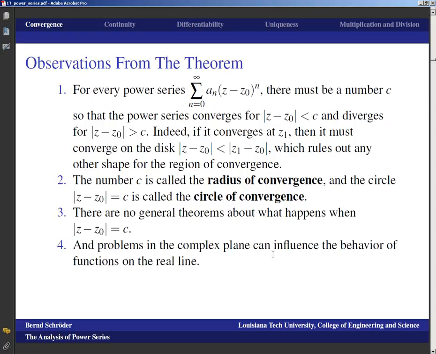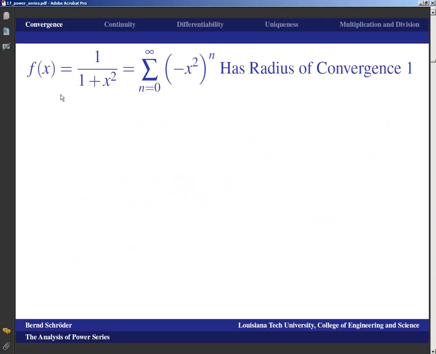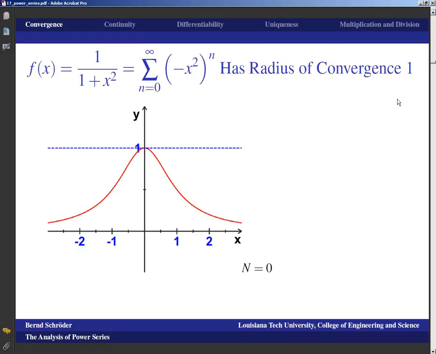And problems in the complex plane can influence the behavior of functions on the real line. That's one of the really interesting things about that. Let's take a look at the function f(x) equals 1 over 1 plus x squared. And we know that that's a power series. That's the sum n equals 0 to infinity of (-x squared) to the n. And you can, of course, now puzzle that apart. That's (-1) to the n, x to the 2n. That thing has radius of convergence 1, and that's basically because the geometric series has radius of convergence 1, and that manifests itself on the real line even though there are no problems on the real line.